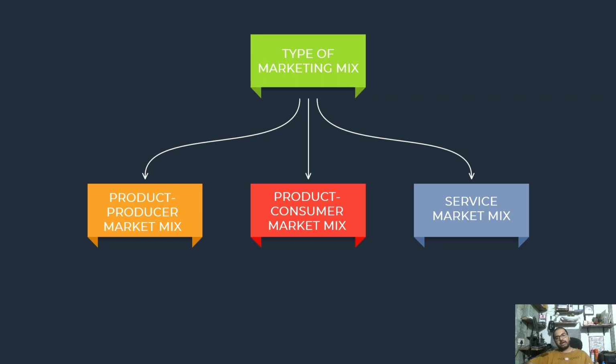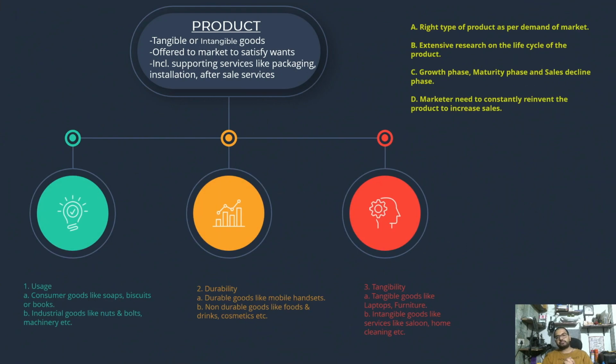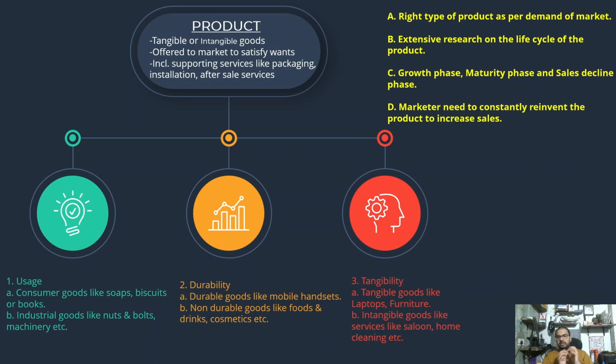When we talk about the product marketing mix, it can again be divided into two parts: the producer oriented marketing mix, and the consumer marketing mix. So these are the two marketing mixes in the product itself, which we have to study. First and foremost, let's start with the product marketing mix which is producer oriented.